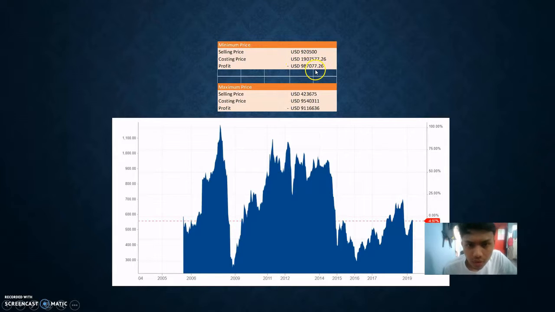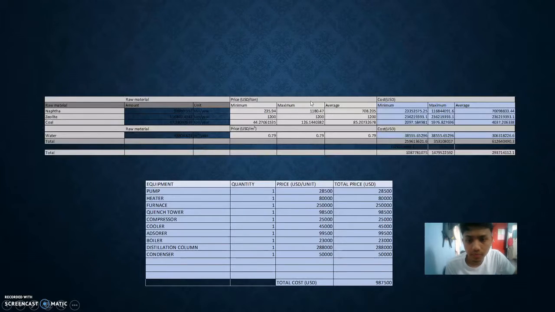Now it is not a very big loss, because for the selling price we use the highest price of ethylene, and for the costing price we use the lowest price of naphtha. But for the maximum price case, we almost lost about 9 million, because for the selling we use the lowest price of ethylene, and for the costing price we use the highest price of the naphtha.